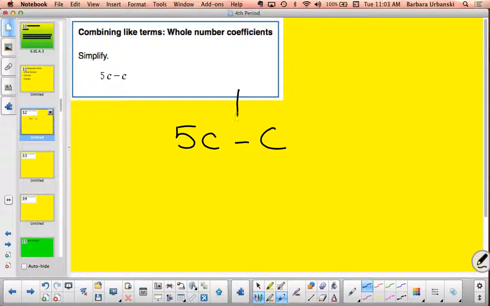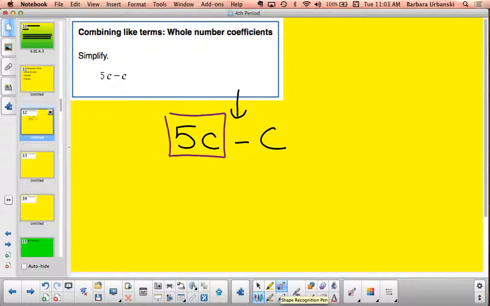Always look at your sign of operation. We have a subtraction sign. Then you're going to ask yourself, how many terms do you have? Terms are separated by addition and subtraction signs. So I could identify 5c as one term, and then I have the other c as a second term. Since they both have c's, they would be considered like terms.